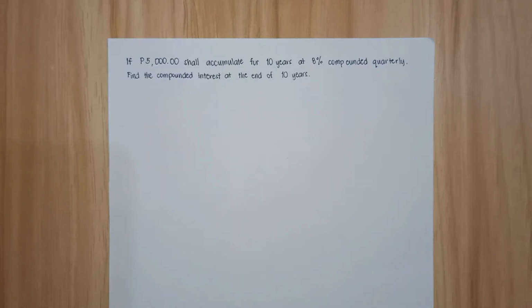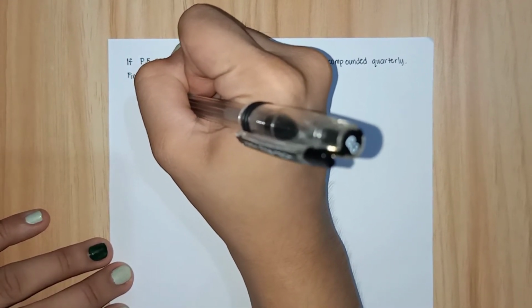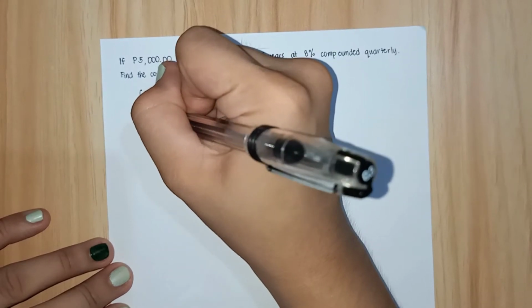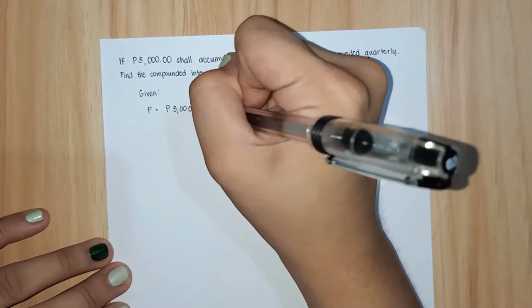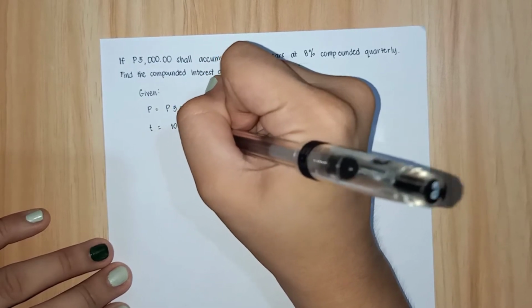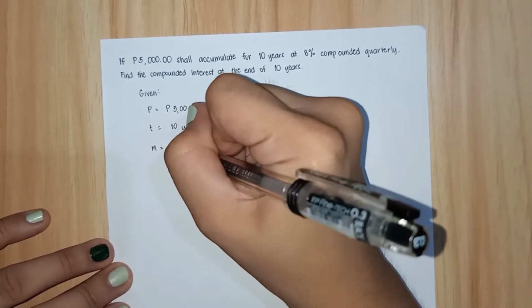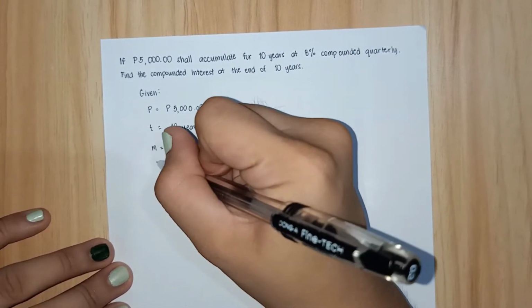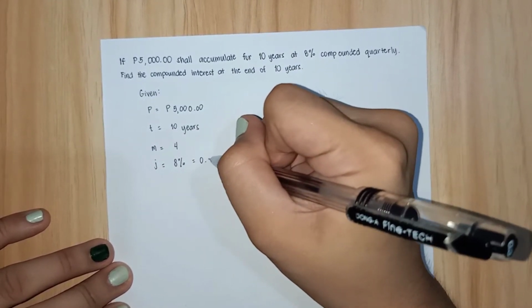If 5,000 shall accumulate for 10 years at 8% compounded quarterly, find the compounded interest at the end of 10 years. So, given muna tayo. Given natin ay P is equal to 5,000 pesos. Ang T natin ay 10 years. M natin ay 4 kasi compounded quarterly siya. Ang J natin ay 8% or 0.08.